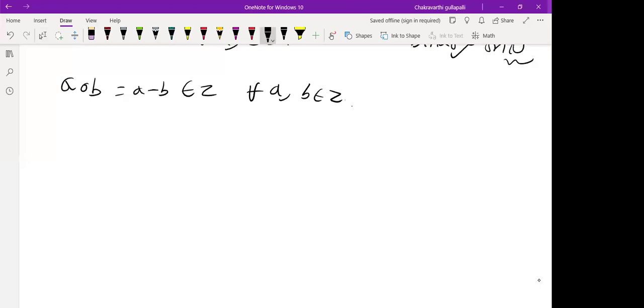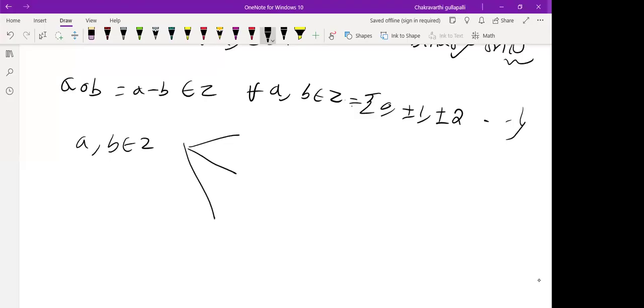But whereas in case of Z, Z includes 0, plus r minus 1, plus r minus 2, all are included. So whenever you take two integers, only three cases arise. What are the three cases? A may be greater than B, A may be equal to B, A may be less than B. If A is greater than B, then A minus B will be a positive integer. Still it is an integer, so it belongs to the set.